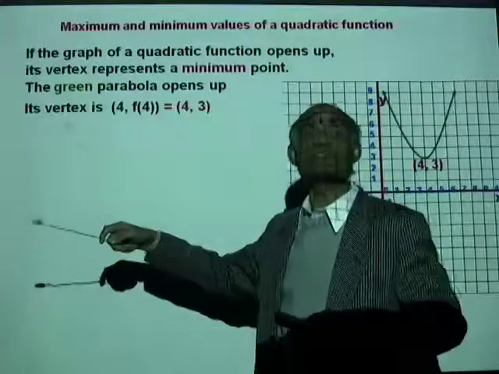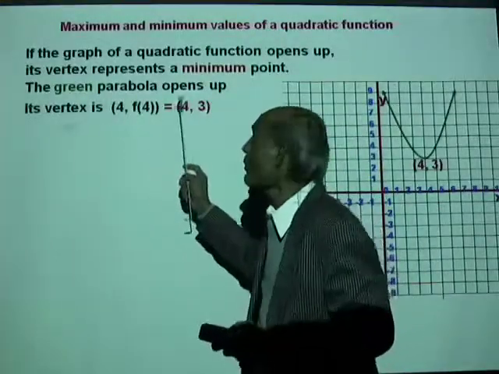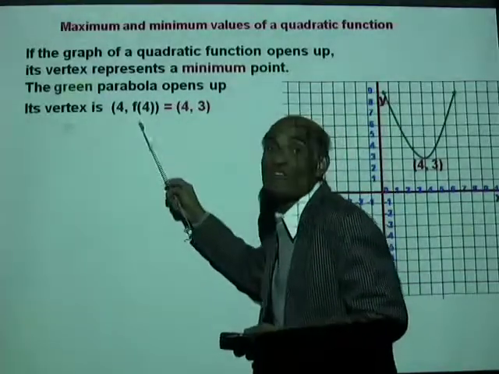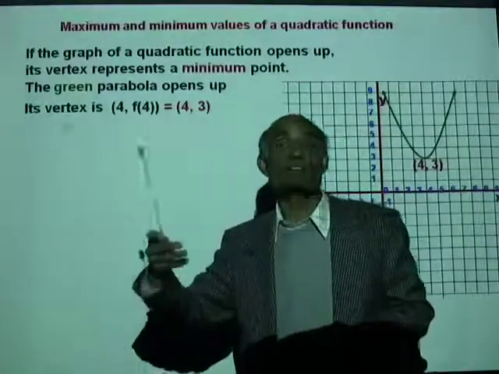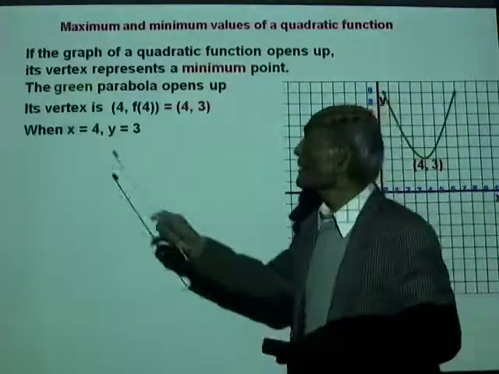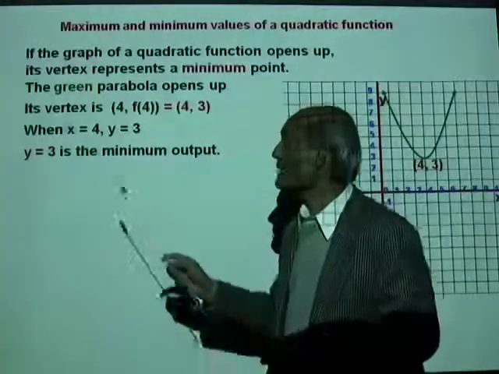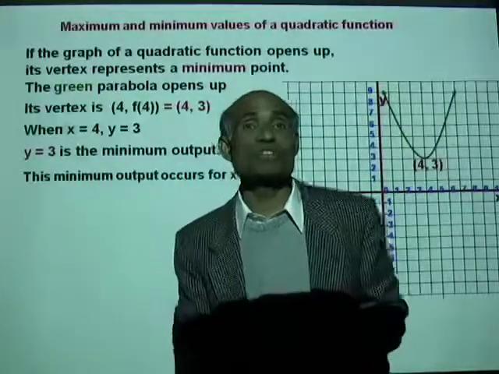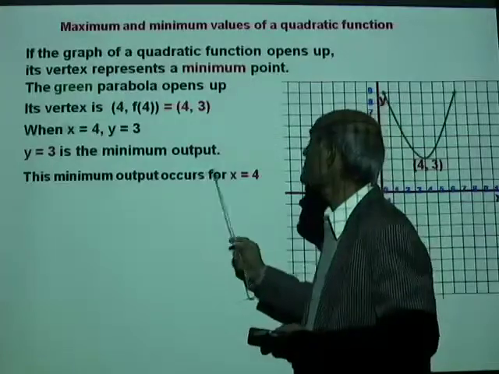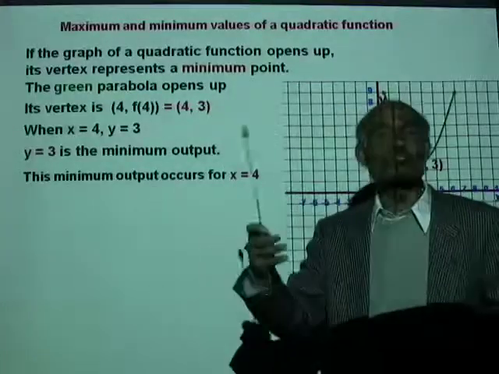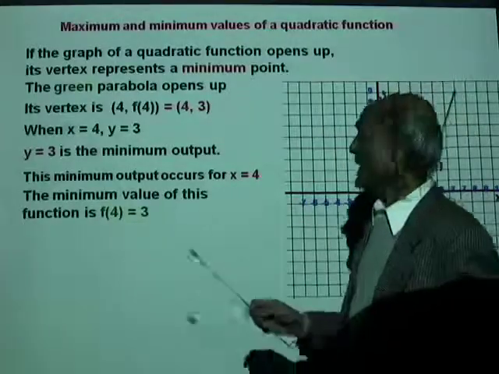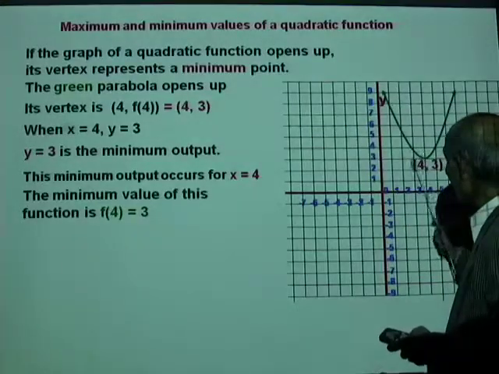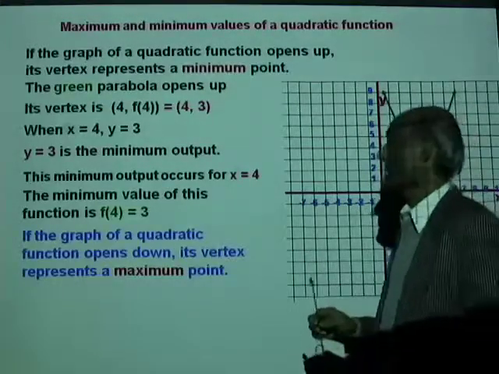K is f of h. So the vertex is 4, f of 4, which is 4, 3. So 4 is h, and 3 is f of 4, which is the function value when x equal to 4. When x equal to 4, y equal to 3, and y equal to 3 is the minimum output. There is no output which is lower than that. And this minimum output occurs at x equal to 4. And the minimum value of the function is f of 4. The minimum value is f of 4, and that is equal to 3.